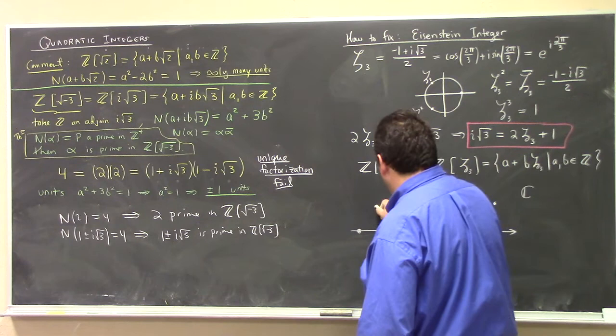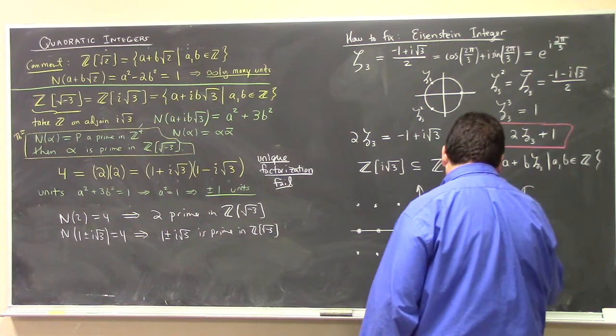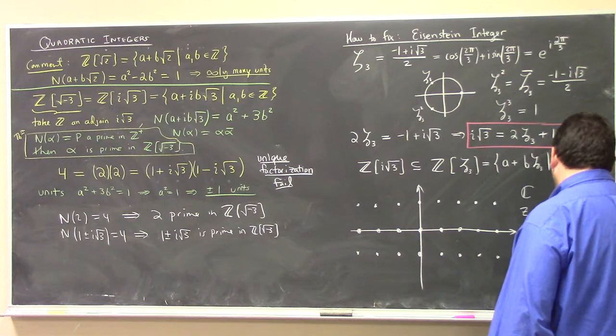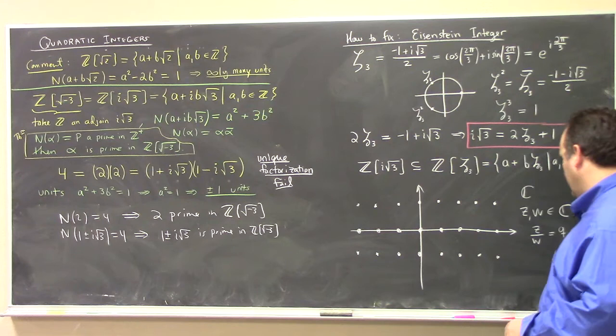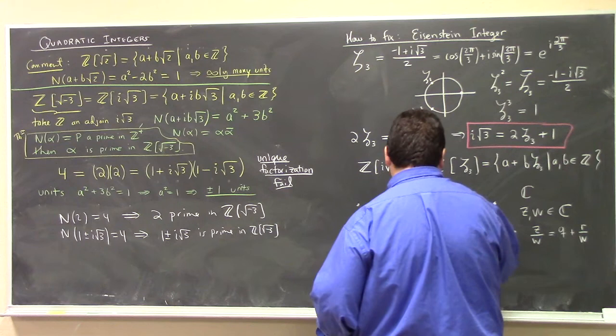So what would happen if you tried to go through that geometric thing we did with the Gaussian integers, where you pick two complex numbers, Z and W in C, right? You divide them. You're going to get Q plus some remainder over W, right? So when you look at these, here's a fundamental cell. So you're looking at 1.71 and so on for this distance, right? And 1 for this distance.